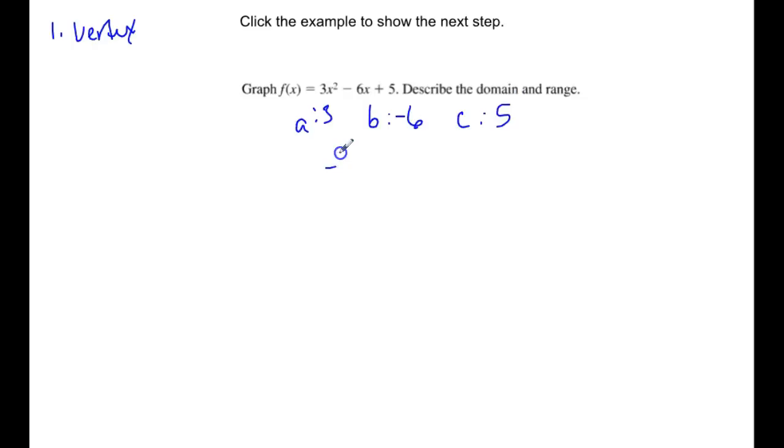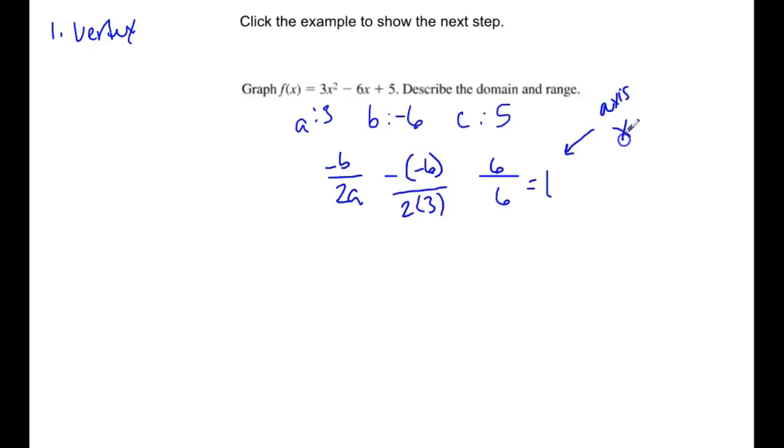So I have negative b over 2a. So a negative b, which was negative 6, over 2 times 3. A negative of a negative is a positive 6 over 6 equals 1. So this, don't forget, is also the axis of symmetry. If I have x equals 1, that's the axis of symmetry.